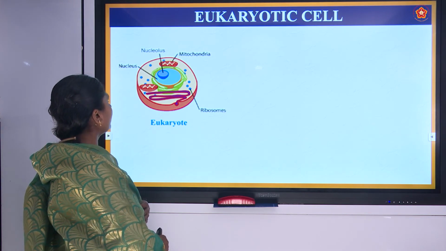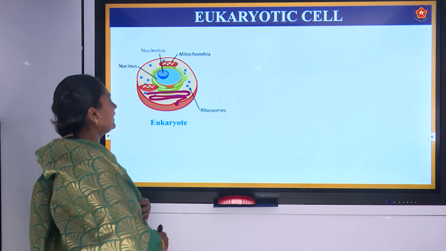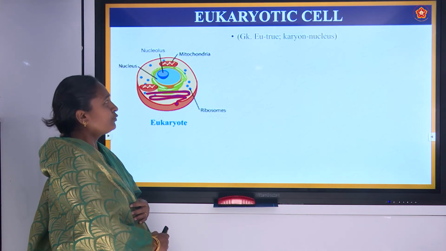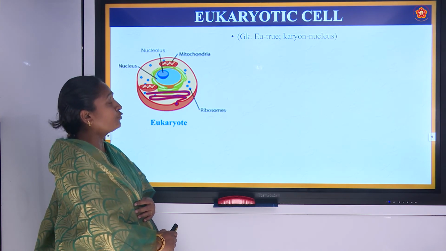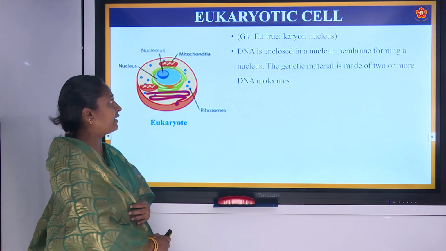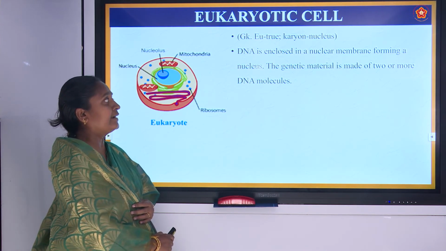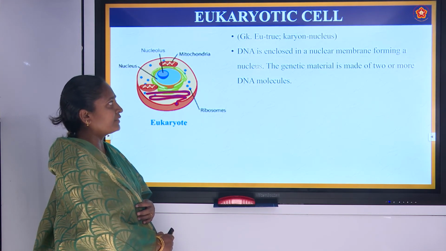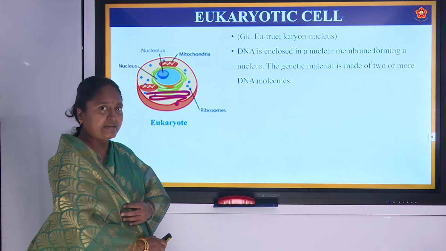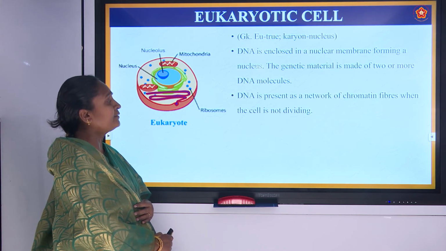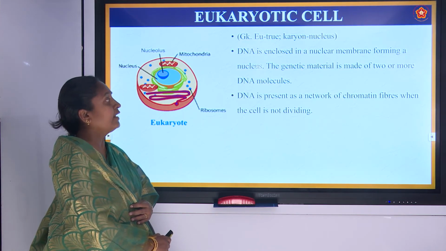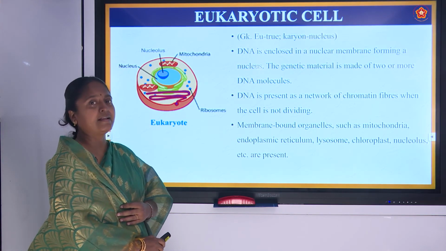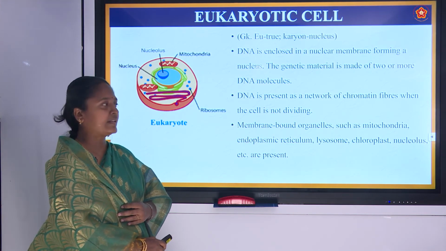In a eukaryotic cell, what are all the various things we can see? In a eukaryotic cell, we can see the nucleus very prominently. Eukaryote means true, and when a true nucleus is present, it is known as eukaryote. The DNA is present enclosed in a nuclear membrane, and it is forming a nucleus. The genetic material is made up of DNA only. The DNA is present as a network, known as chromatin fiber, which gets divided during cell replication. The cell is producing two cells from one cell.